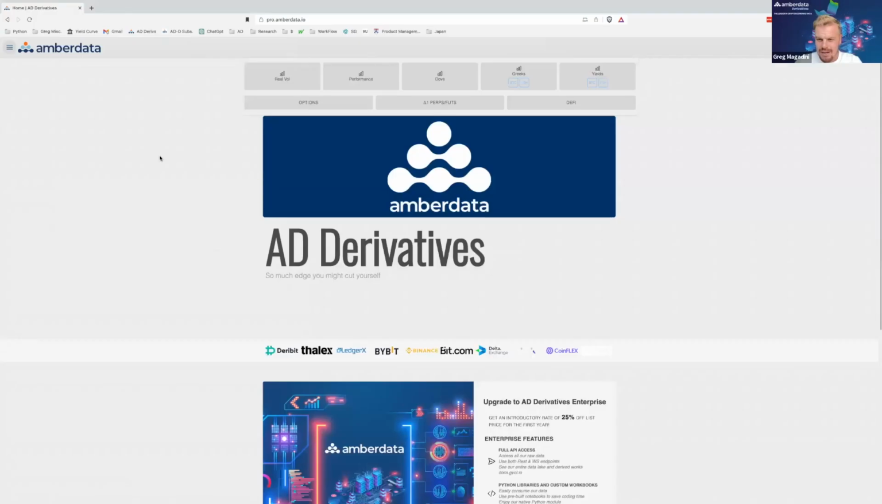Welcome to the Amber Data Derivatives GUI demo. Basically what I'll be showing here is how to navigate our GUI application and some of the features that we have on the app.